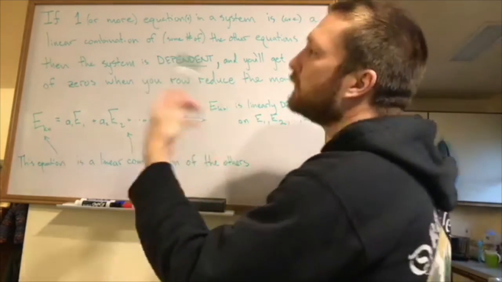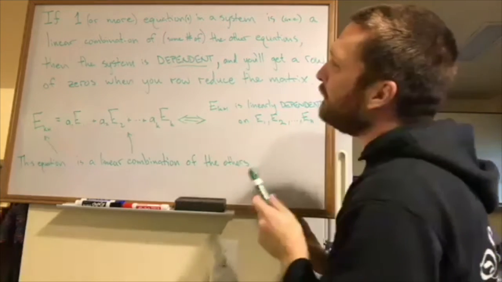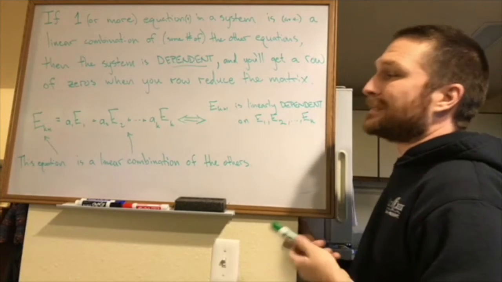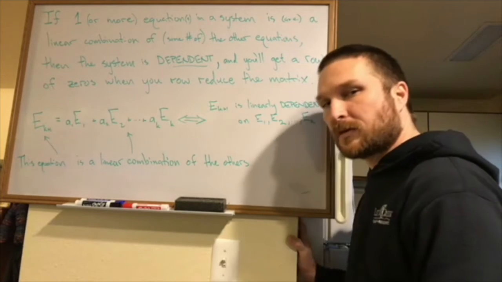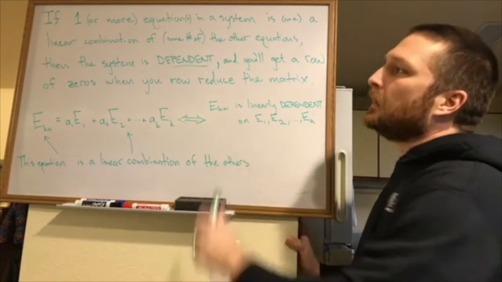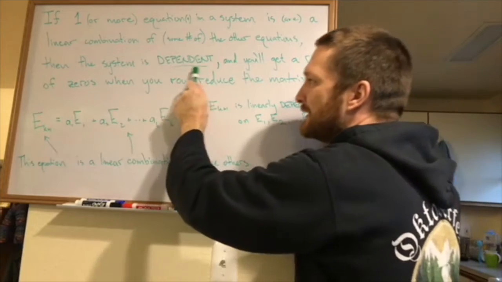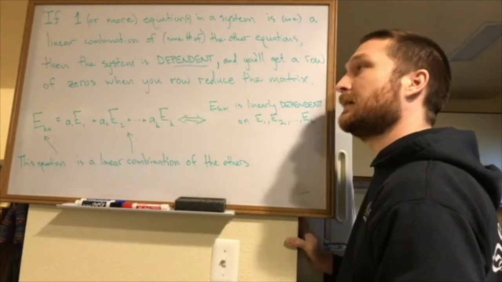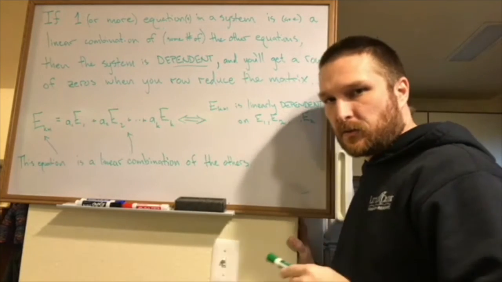If one or more equations in a system is a linear combination of some number of the other equations, it doesn't need to be all of them, it might just be one or two, it might be one, in which case it's just a multiple of it, it might be many of them, it might be all of the others, then the system is dependent. That is the definition of what dependent means. And you will get a row of zeros when you row reduce the matrix.